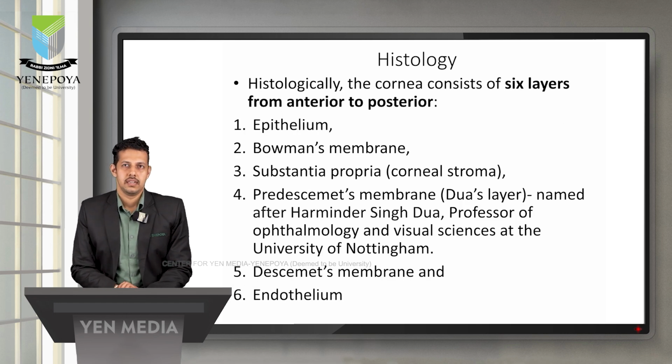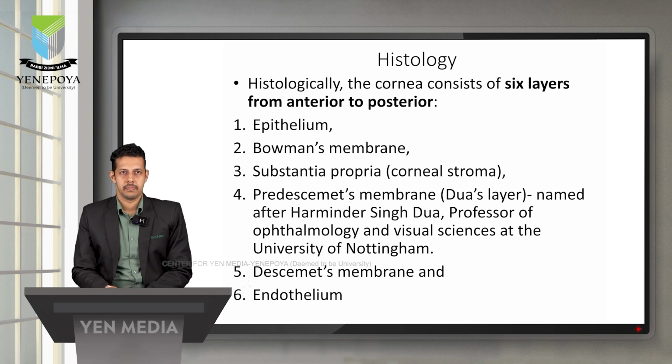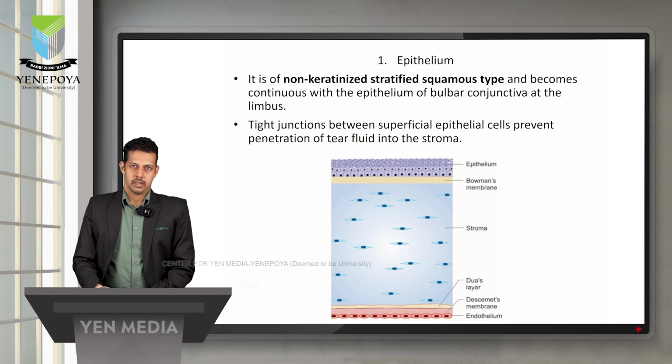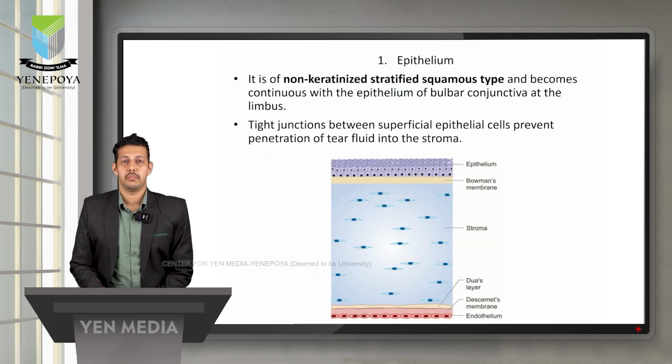This is the histology. From anterior to posterior, the cornea has 6 layers: corneal epithelium, Bowman's membrane, corneal stroma, Dua's layer or the pre-Descemet's membrane, Descemet's membrane and endothelium. We will see one by one. The epithelium is non-keratinized. Keratinized epithelium is something which sheds like skin. Because this is non-keratinized, the cornea does not shed. Non-keratinized stratified squamous epithelium is seen here. Stratified squamous, strata means something which is in groups. The important thing about this epithelium is that the cells are very tightly packed, to prevent anything going inside.